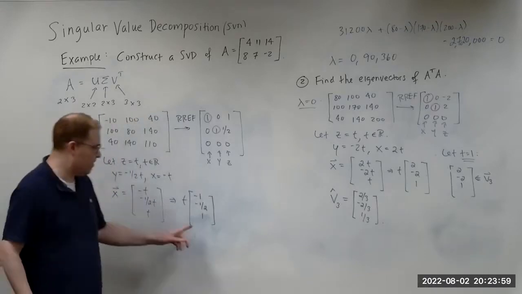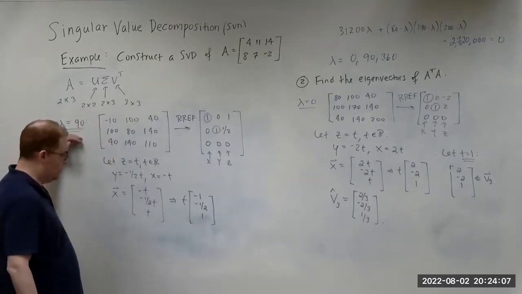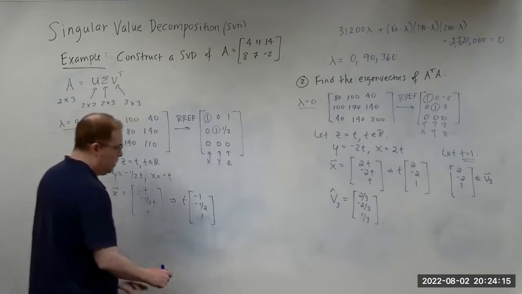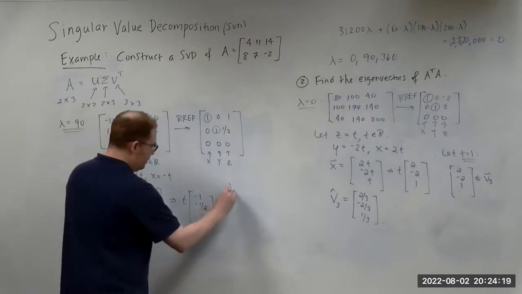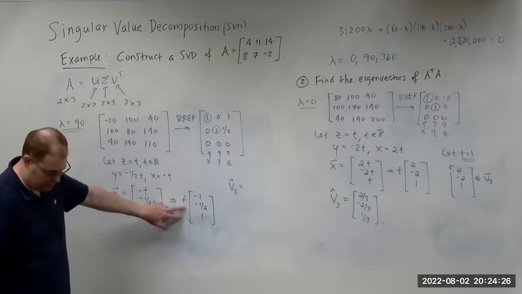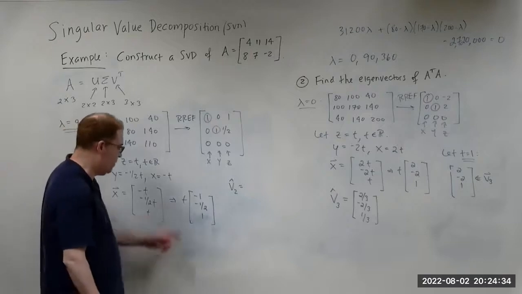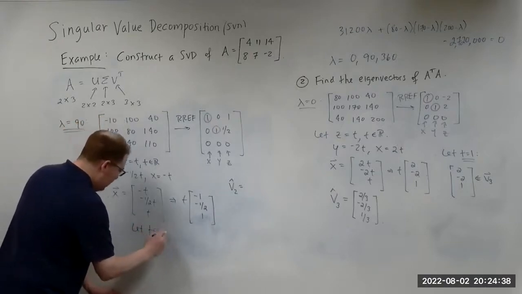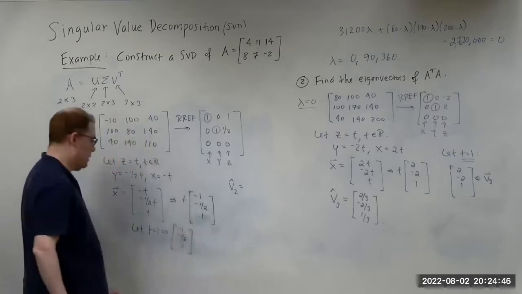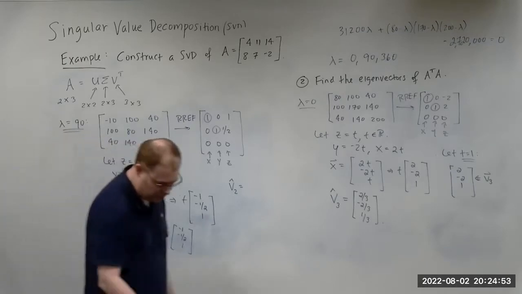So this is basically the eigenspace for this corresponding eigenvalue, spanning this vector. And so now we want to get V hat 2. The length of this vector turns out to be 3 as well. In fact, if we let t be equal to 1, that's fine. Let me just double check something real quick here.